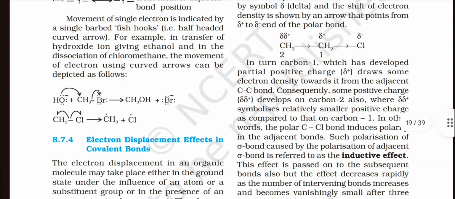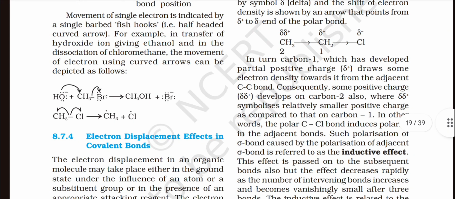Movement of a single electron is indicated by a single barbed fish hook. For example, in the transfer of a hydroxide ion giving ethanol and in the dissociation of chloromethane, the movement of electrons using curved arrows can be depicted as follows.